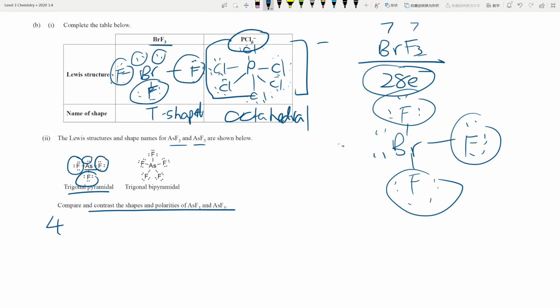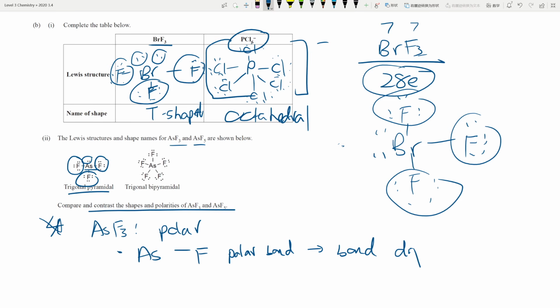Okay, so like I said here, but then AsF3 is going to be polar. Why is that polar? Because the As-F bond is polar because of the significant electronegativity difference. All right, so you need to talk about the polar bond, and that results in bond dipoles. Yeah, that has bond dipoles, but then you relate back to the shape, which is asymmetrical, and therefore the dipoles can't cancel each other out, hence it's polar.